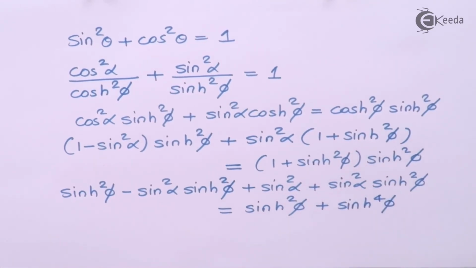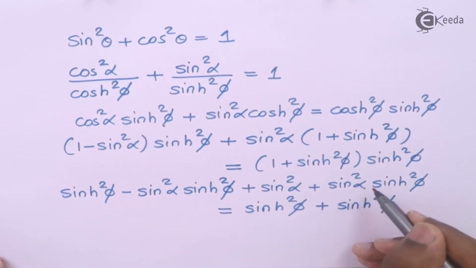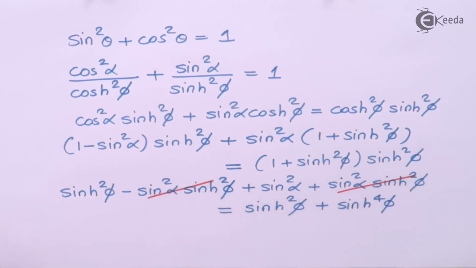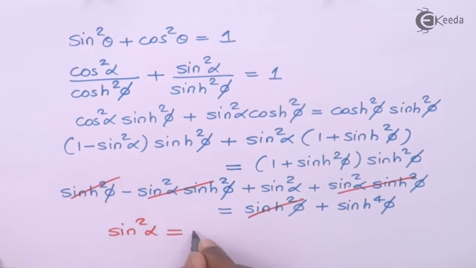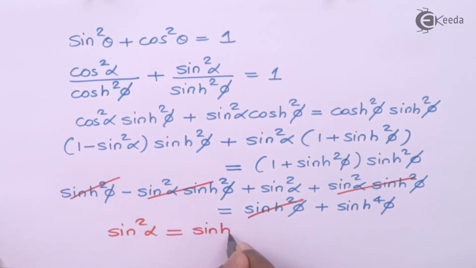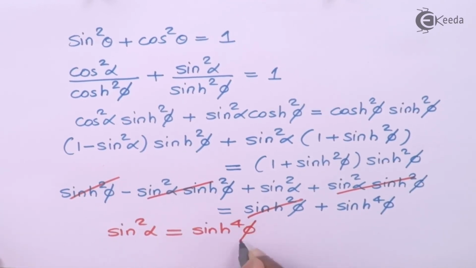Now here we'll cancel this term with this term because that is opposite in sign. Next, hyperbolic sine square phi will be cancelled with this hyperbolic sine square phi because if it comes to the left hand side that will become negative. And now we'll write down the remaining terms. So from here we got sine square alpha. From here we got hyperbolic sine to the power 4 phi.